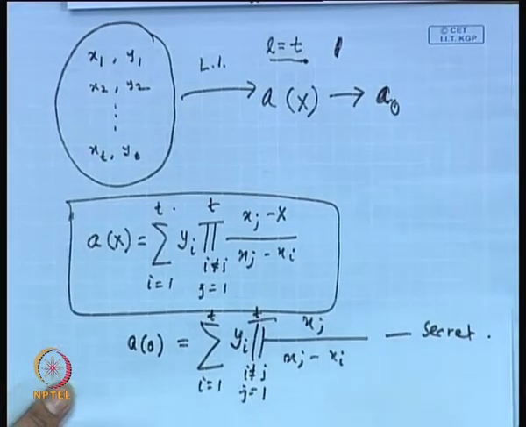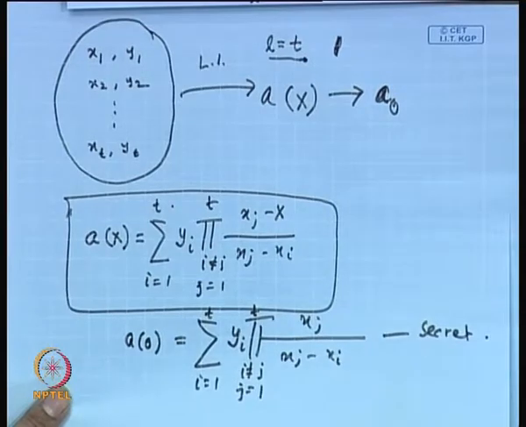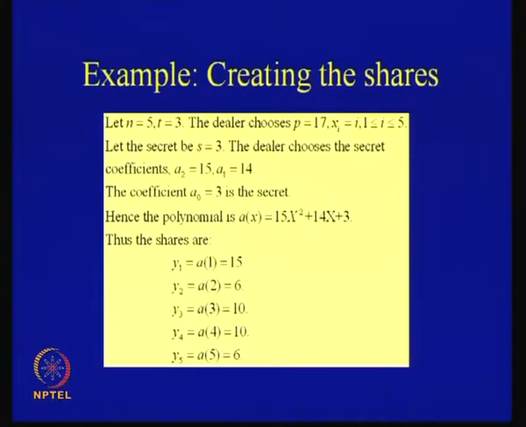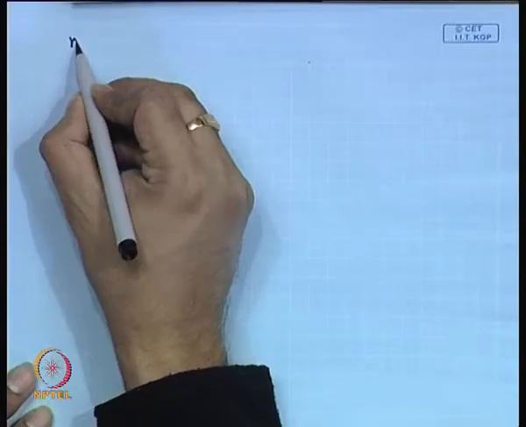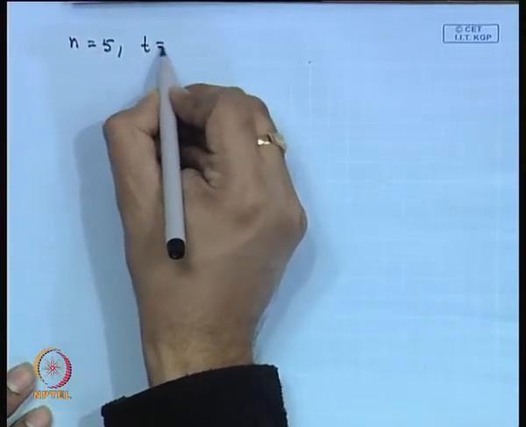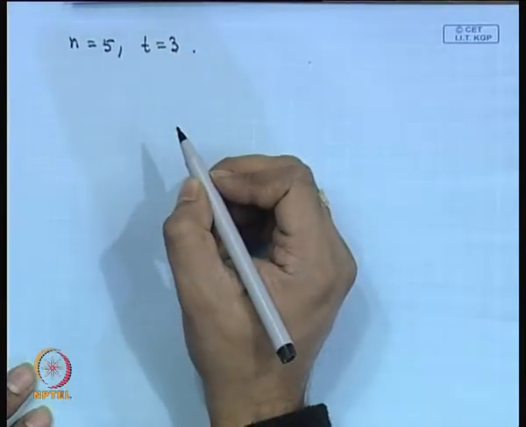So, are we convinced that the collaborating parties will be able to calculate back the secret? So, let us consider a small example. You see that in this example n is chosen as 5, that means there are 5 shares which are created and we want to ensure that if 3 collaborating parties combine, then they should be able to retrieve the secret, right. So, consider this example where n is equal to 5 and t is equal to 3 in this threshold scheme.